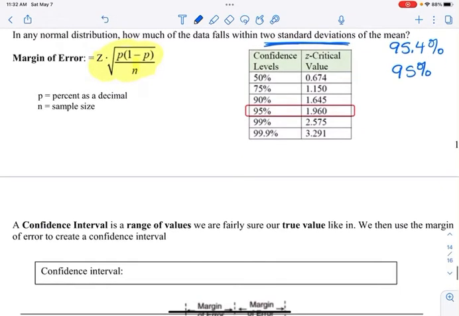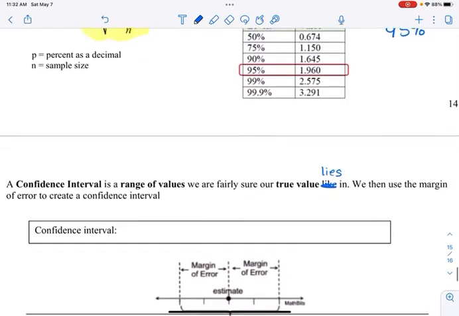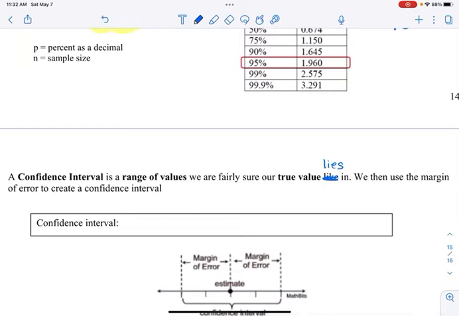All right, confidence interval is the range of values that we're fairly sure our true value lies in. All right, that should be lies in, not likes, lies in. We then use the margin of error to create a confidence interval. So the confidence interval is the range of values that we are sure our true value lies in.